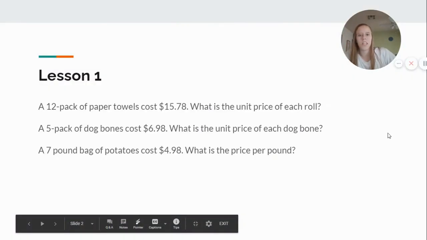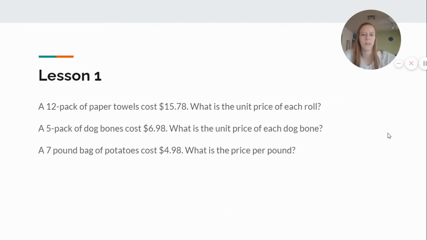All right, so let's start with lesson 1. We covered unit rates or unit prices in this lesson. So basically, I'm just going to go through one of the problems with you, and then you'll do the other ones on your own, and that's your review.